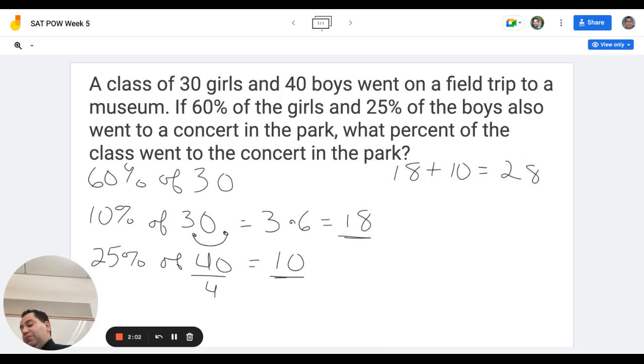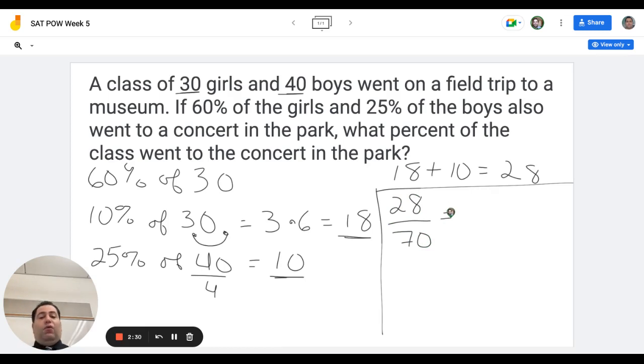We can see in the problem that we had 30 and 40 attend the field trip, so that's out of 70 total. So we have 28 students. Let's separate this down. Now we have to figure out the percentage of students that went to the concert in the park. We have 28 students who went to the concert and 70 students total, so it's part out of whole.